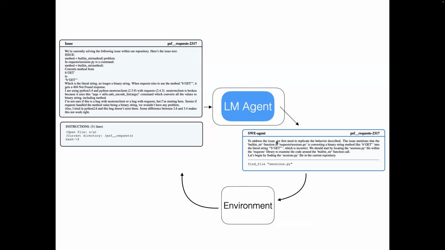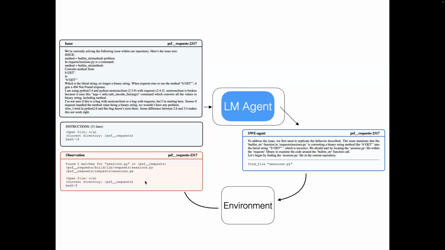Then their agent does some kind of chain of thought here, and you can see at the bottom it's outputting its action. The action is find file sessions.py. Then you give that to the environment, and the environment will show you sessions.py, formatted in a nice way. So that's really the basic idea of a lot of these different software engineering environments for agents.